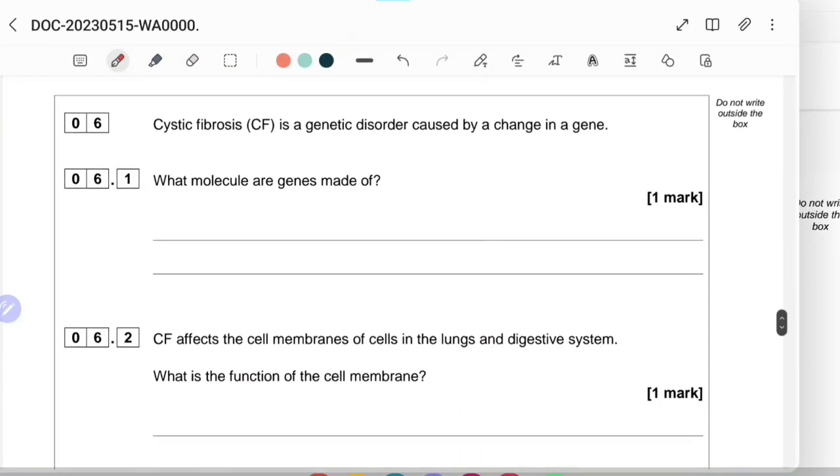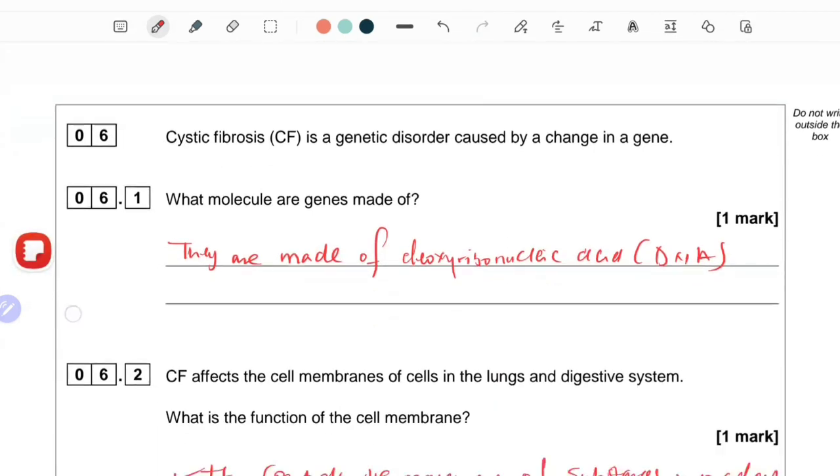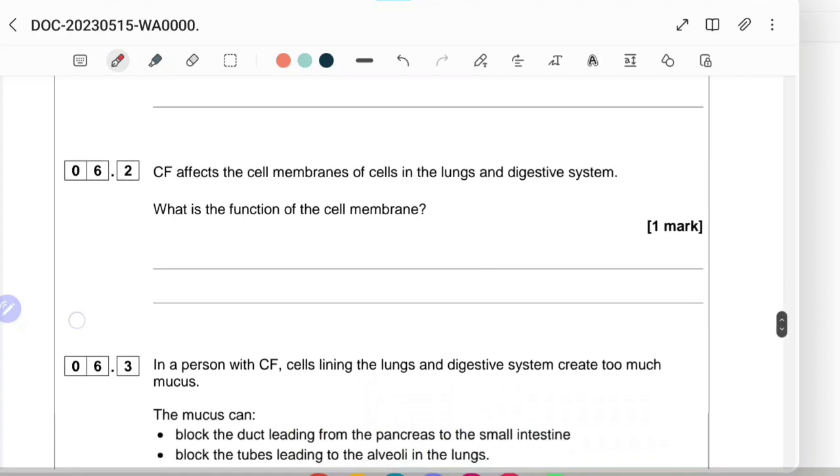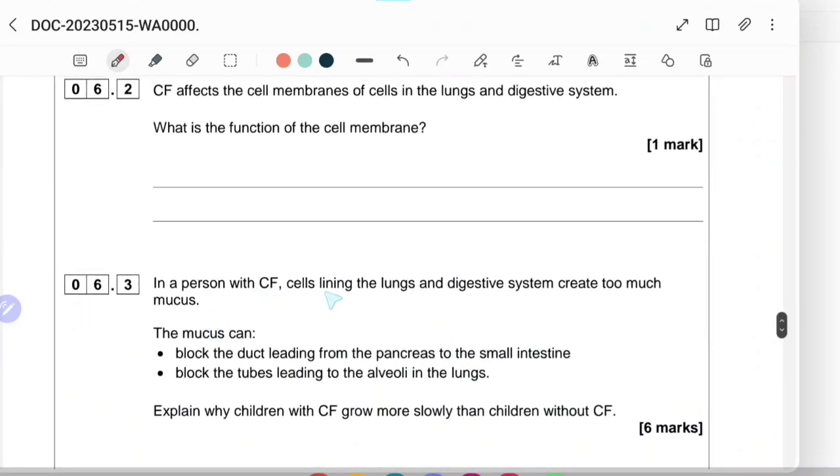CF affects the cell membranes of cells of the lungs and digestive system. That's cystic fibrosis. What is the function of the cell membrane? That's more like testing your knowledge on the cell. It controls the movement of substances into and out of the cell. It holds the cell together. One of these answers is already good, but preferably the first one is the answer you should mention. Very important. Now, in a person with CF, cell linings in the lungs and digestive system create so much mucus.